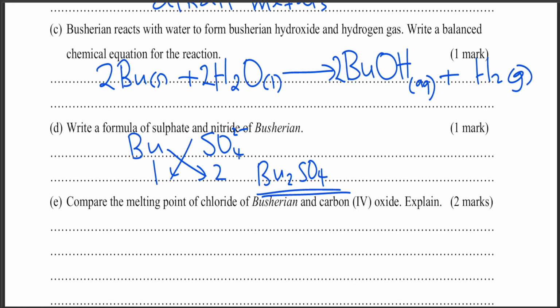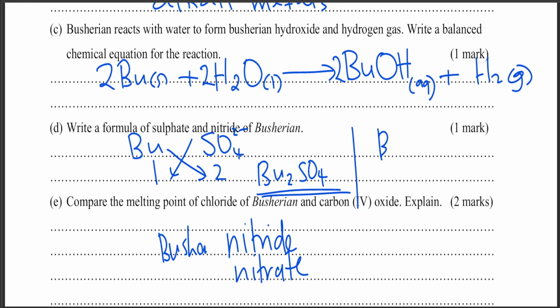That's Busherian sulfate. Nitride. Busherian, kuna tofauti between nitride and nitrate. Sawa. Katika nitride, for example, umeambiwa Busherian nitride, kuna 2 elements peke yake. Kuna Busherian, kuna nitrogen peke yake. Nitrate formula yake Busherian nitrate, kuna Busherian, kuna nitrogen na kuna oxygen. It represents the presence of oxygen. It represents the presence of 2 chemicals. So Busherian nitride is Bu and N.